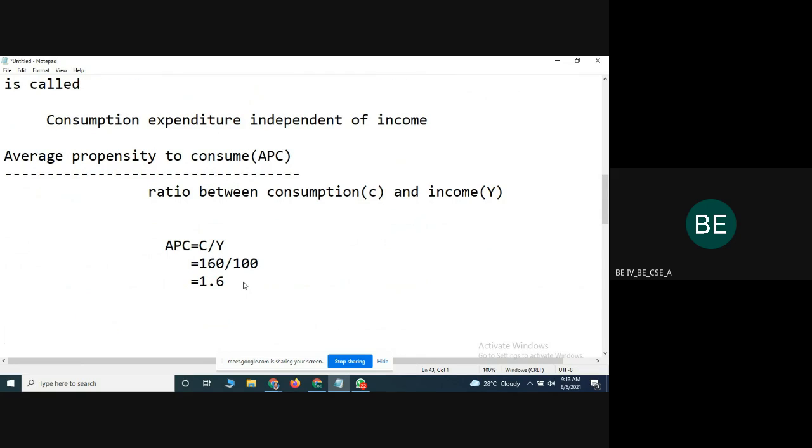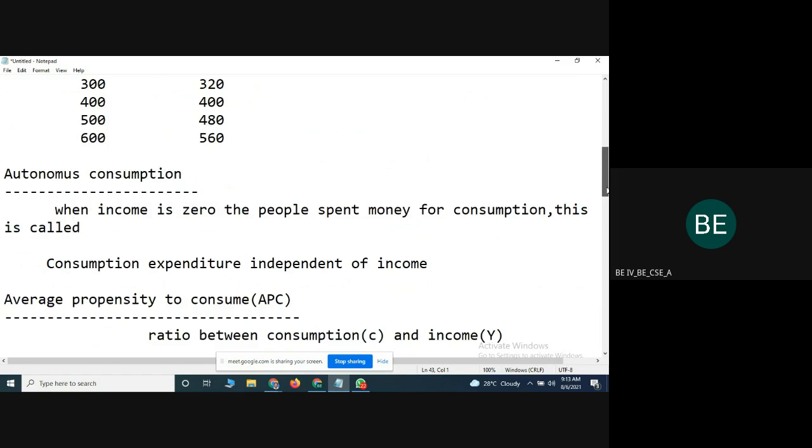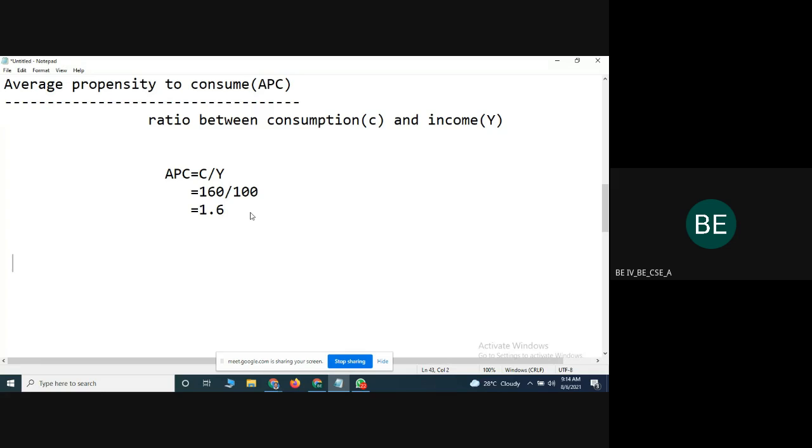From this, what do you understand? The average propensity to consume keeps on falling when the income increases. For example, consider the last scenario. The person's income is 600 rupees, but his consumption expenditure is 560 rupees. What is the value? The value is 0.93. So the average propensity to consume keeps on falling when the income is increased.